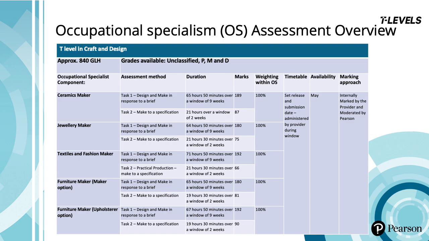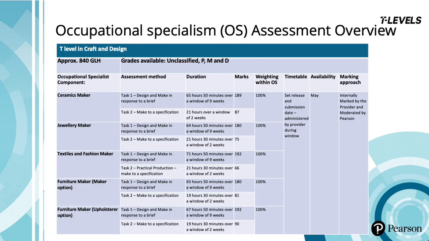This is an overview of the Occupational Specialism component. There are 5 occupational specialisms to choose from within the Craft and Design T-Level: ceramics maker, jewellery maker, textiles and fashion maker, furniture maker, and furniture maker with an upholsterer option. Each occupational specialism is 840 guided learning hours and is assessed through 2 tasks which each include a series of activities. Each specialism follows the same structure of assessment.